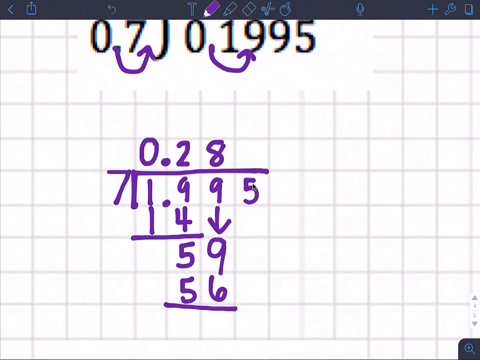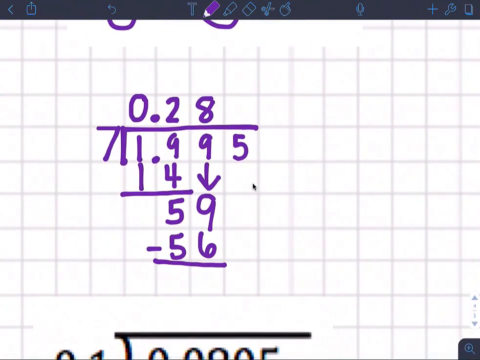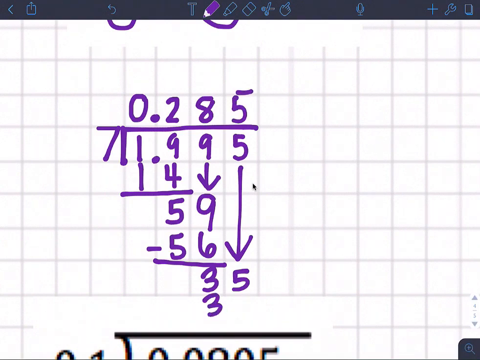All right, and we 59 minus 56, excuse me. And we're left with 3. We're not done. Bring down the 5. Does 7 go into 35? Yes. 5 times. 7 times 5 is 35. And we are left with 0. So our answer is 285 thousandths.